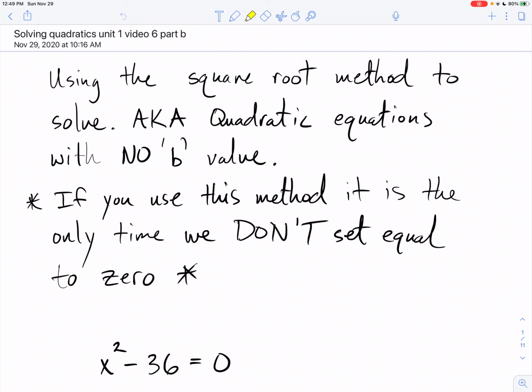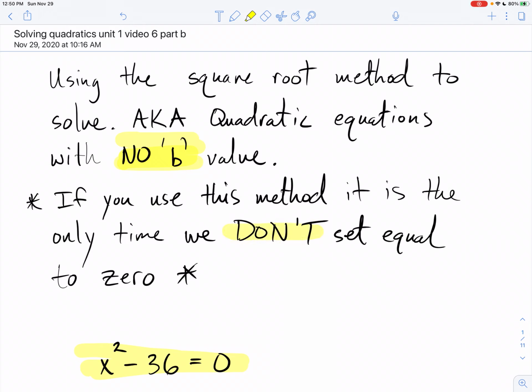All right, here we go, part B. Using the square root method to solve quadratic equations. But these are ones with no b value. This is a shortcut that I mentioned. So all of these problems have the same look as this one down here. Okay? If you use this method, it is the only time we don't set it equal to 0.